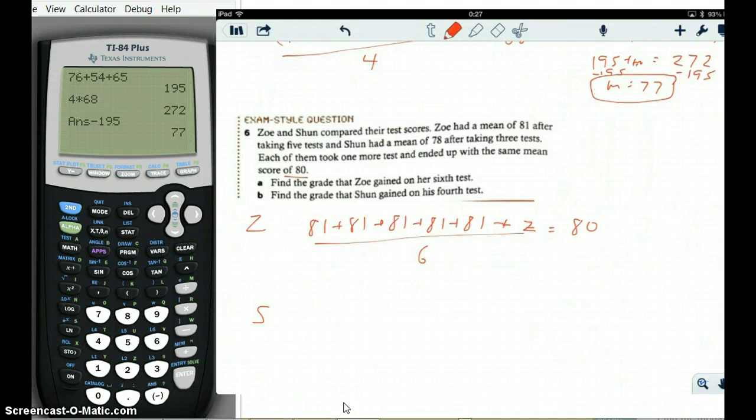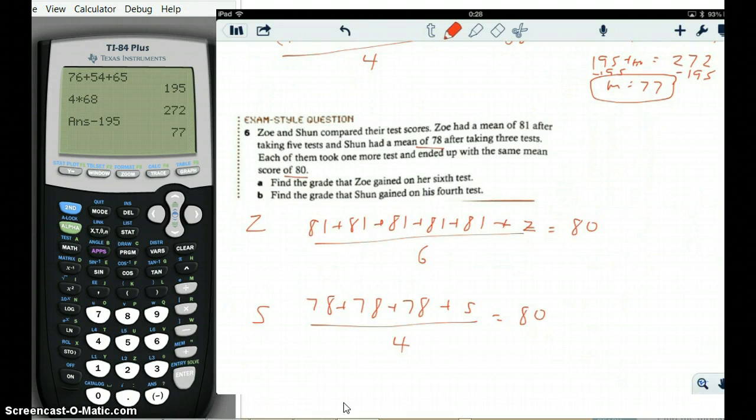Okay? And for Shun, he had 3 tests, which the mean of was 78. So let's just assume that he got exactly 78 on each of those 3 tests, even though he probably didn't. But that just gives us a mean of 78, which is the important thing. And then we have the 4th test from Shun, and the average is also going to be 80. Okay, and so now it's just algebra.